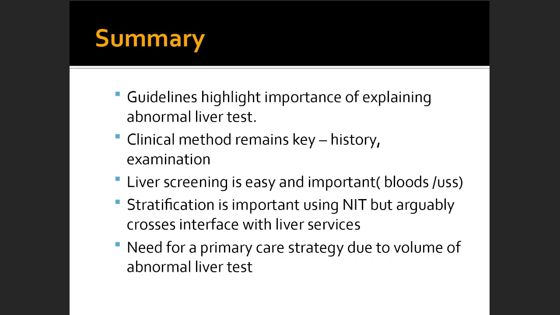I think if things haven't changed, and in many ways we think they probably won't change, then doing a screen and ultrasound seems particularly reasonable. And probably I would add to that a non-invasive score, again, depending on where you work.